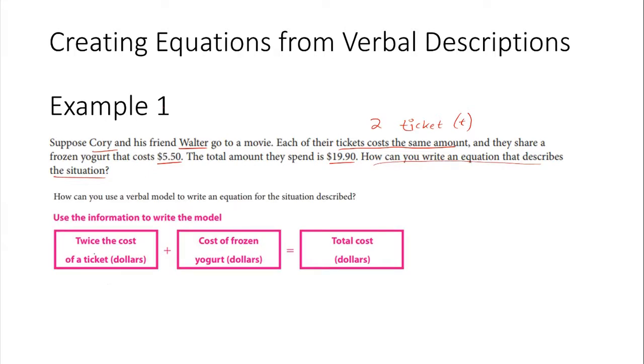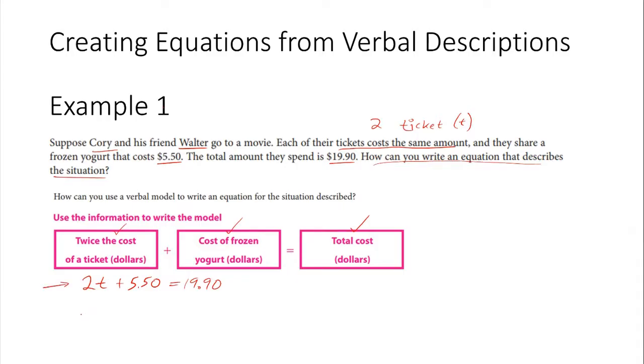Let's take a look at this. We have twice the cost of a ticket because we have two tickets, which is another way of saying 2t, plus, or the sum of, the cost of the frozen yogurt, which was $5.50. And then the total cost that they spent that night, which was $19.90. So this would be a great way of writing an equation to represent that scenario.